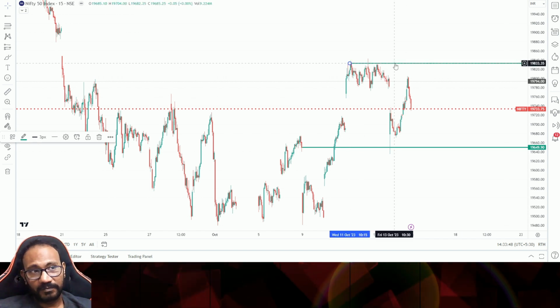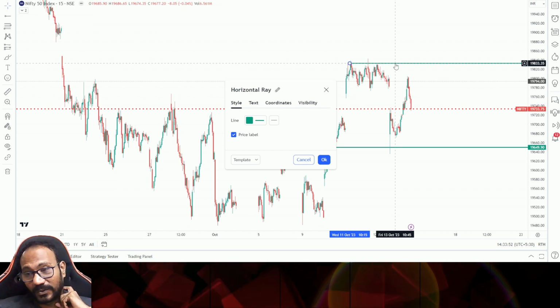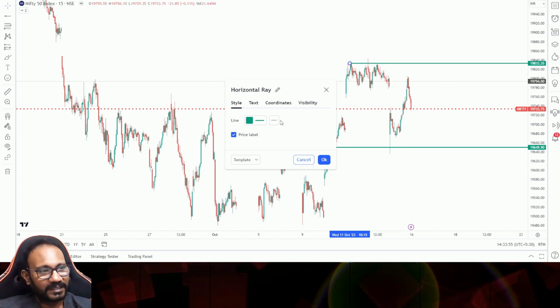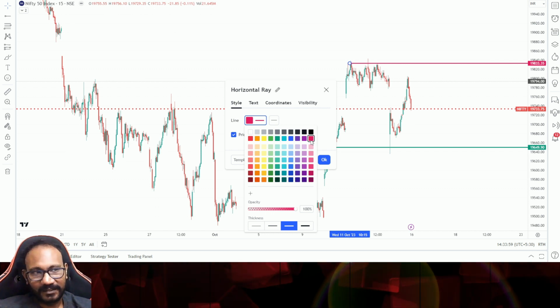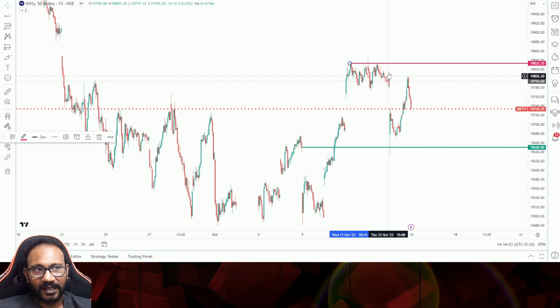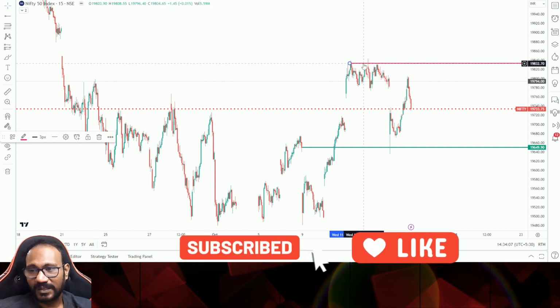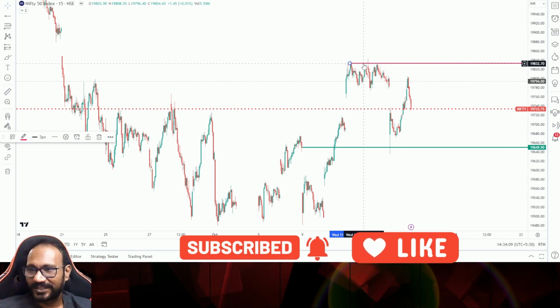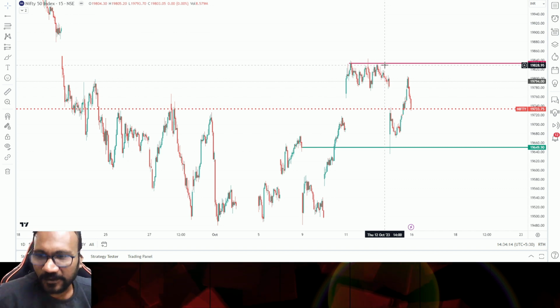Please do remember, we have also done supply zone and demand zone. That is totally different from what we are doing right now. Although it might look very similar, please do watch the first part and second part to understand how supply zone and demand zone are different from support and resistance levels. So this is where the market got rejected.